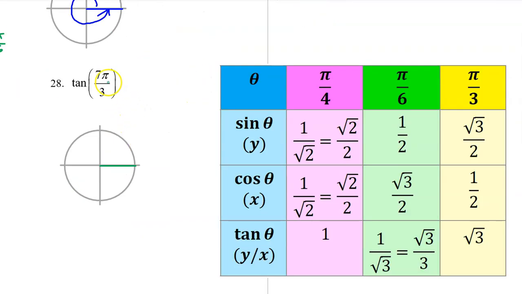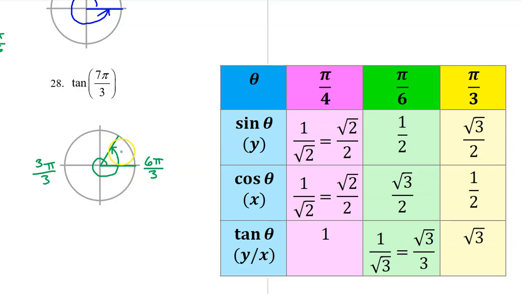Number 28. In what quadrant is 7 pi over 3? We know that pi can be thought of as 3 pi over 3. If you double that, you get 6 pi over 3. So what we normally think of as 2 pi is the same as 6 pi over 3. So far we've gone all the way around and back to the starting position. However, 7 pi over 3 will be pi over 3 more than this. So that is going to put me into the first quadrant again. Okay, so it's like going an extra pi over 3 to here.